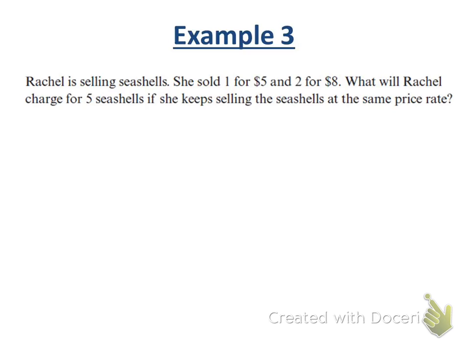All right, this is Rachel selling seashells by the seashore. She sold 1 for $5 and 2 for $8. What will Rachel charge for 5 seashells if she keeps selling the seashells at the same price rate? We should find the price rate, right? Yeah, the rate is the slope. That's right. So what is the slope of this relation that's going on here?